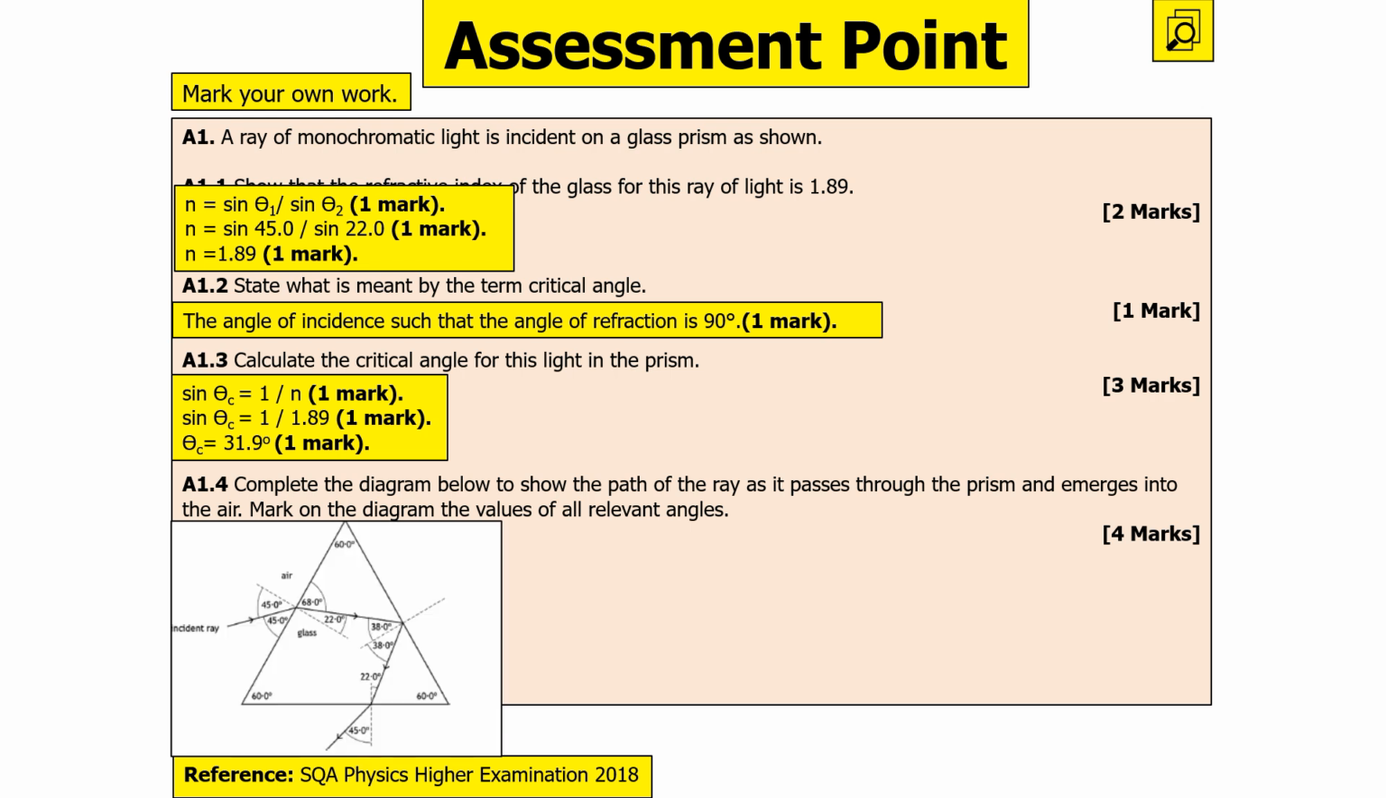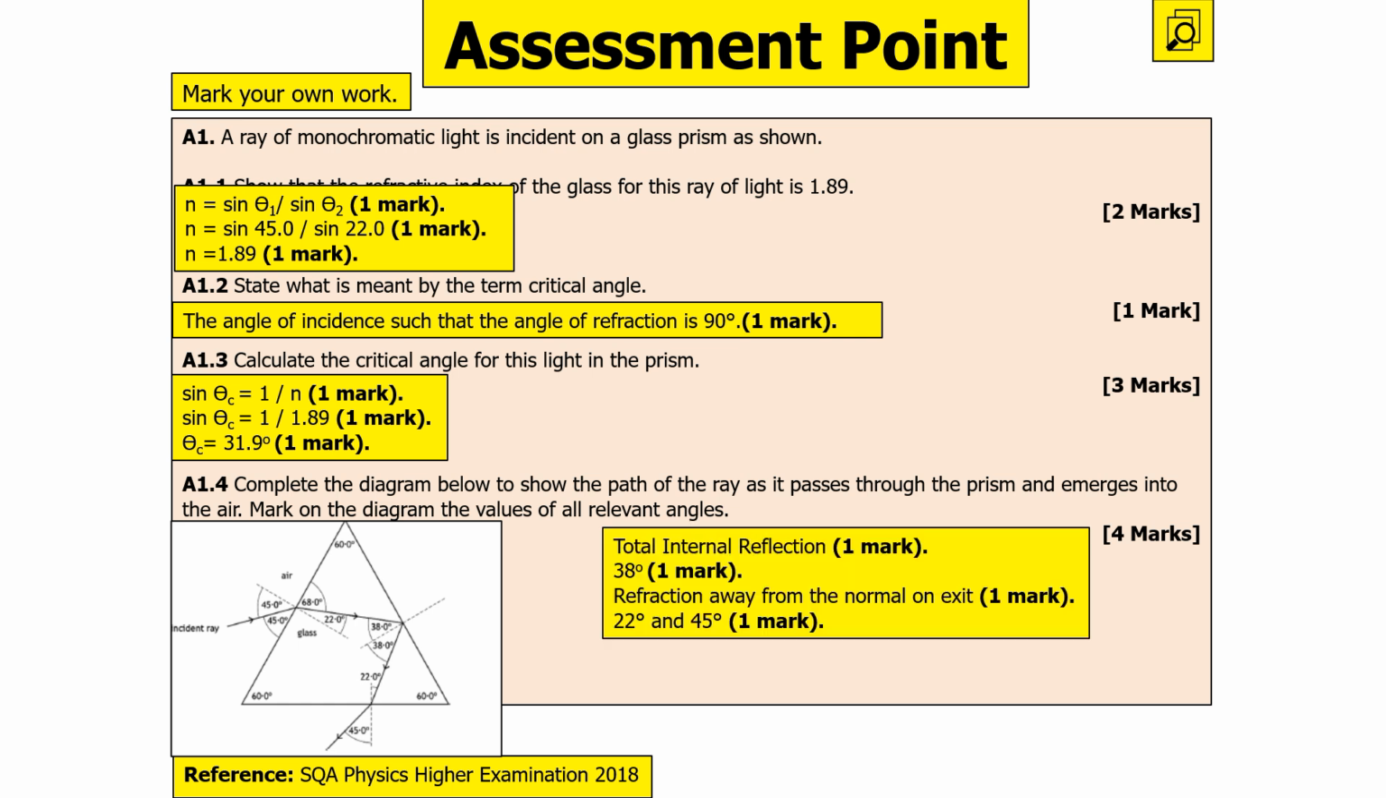So what we can do is we can see in the diagram, we can draw in the values, we look at the laws of angles and we work out our values to get the following diagram as shown. Note we get total internal reflection for 1 mark. We can see that the angle it hits the second side at is 38 degrees. You'll get refraction away from the normal because we're now going into a less dense medium, and then it's going to be between 22 and 45 degrees.